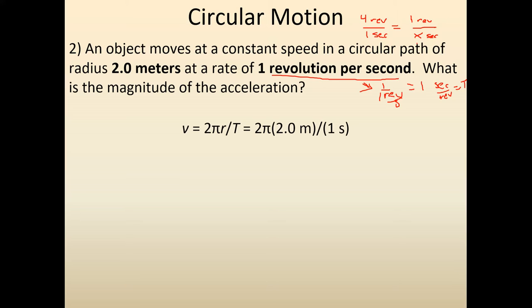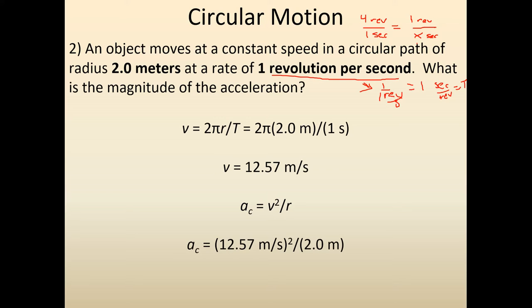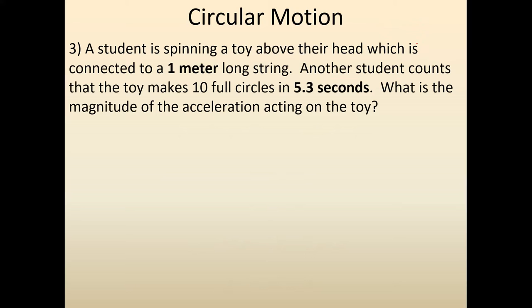All right. So we take our equation for the speed related to period, plug the numbers in, and we end up getting that the speed that it's moving around the circle is 12.57 meters per second. I can now take this and combine it with the centripetal acceleration equation. So square this speed and divide it by 2, and you should have gotten a little bit under 79 meters per second squared. All right, and here's the last one. So pause the video, work on it yourself. I'm going to go over it in a second.